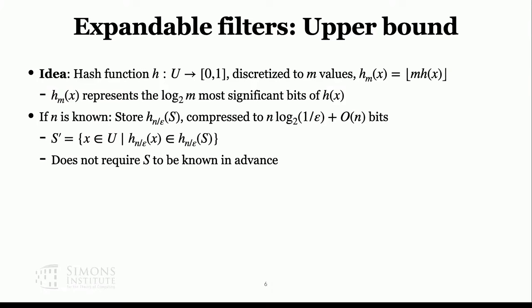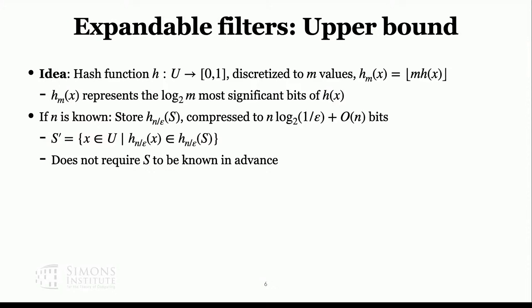And now, in the case where n is known, there's a very simple way of solving the problem optimally, which is that you use m equal to n over epsilon. So basically, you hash to a domain of size n over epsilon, and then you store the set of hash values. Okay. So it's n values in a range of size n over epsilon. And information theoretically, you can do this using basically n log 1 over epsilon.